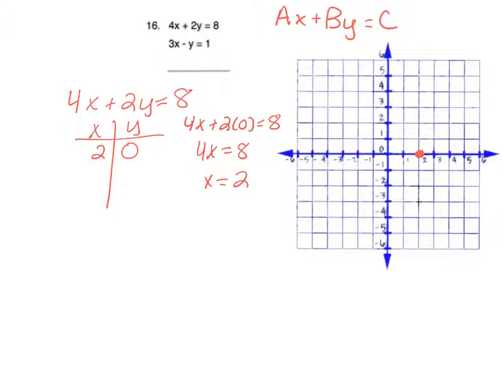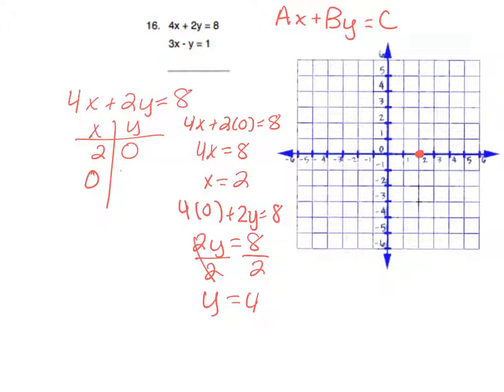Then when I make my x 0, I've got 4 times 0 plus 2y equals 8. So I've got 2y equals 8, then you divide by 2, and I got y equals 4. So over here we got a 4. So I'll go over 0, up 4, and I'll plot that point, and then we'll make this first line by connecting these. Try to make that as straight as possible.